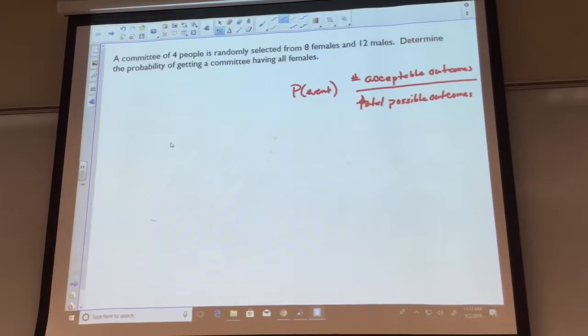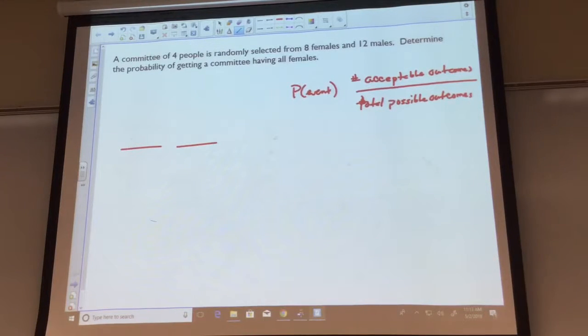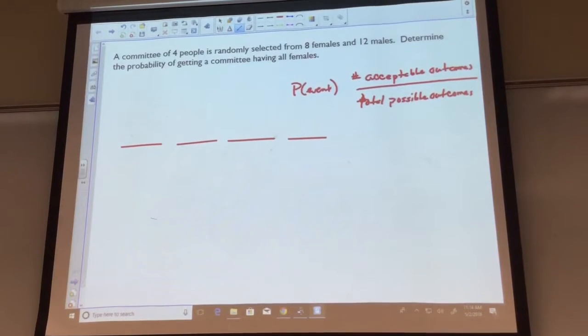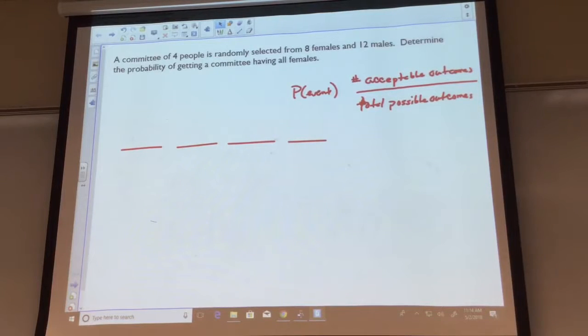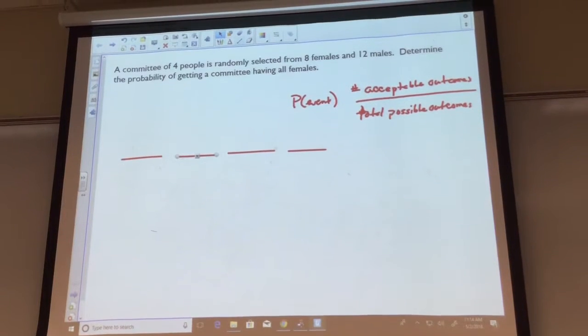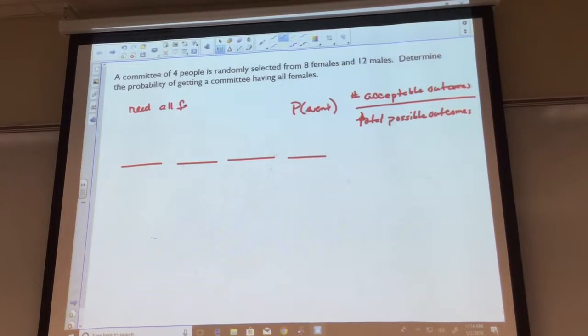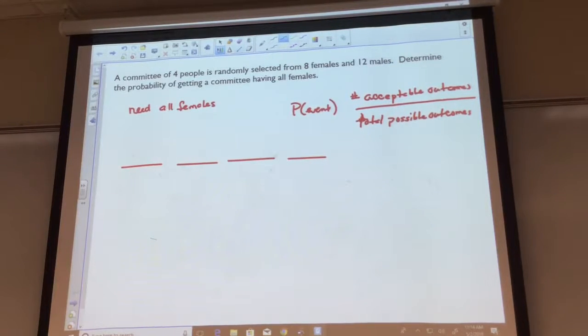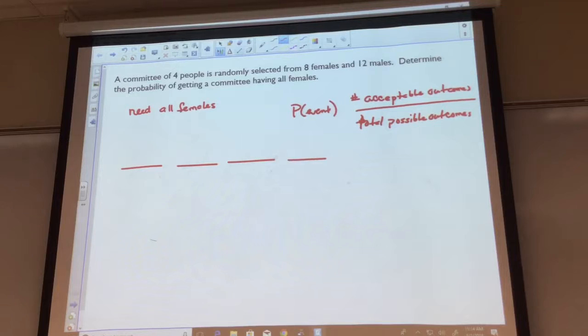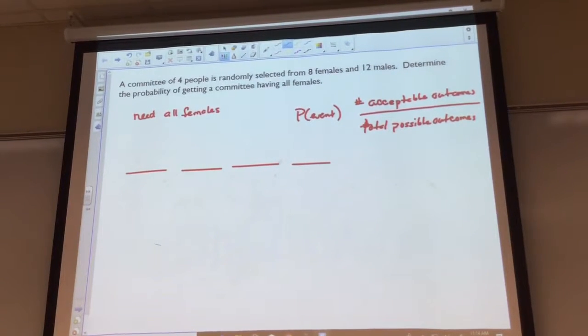So here, we are very likely going to approach this problem by saying that we got blanks. I've got to seat 4 people, so I have to fill in the blanks 4 different times. And my specific requirement is all females. But I also have to consider the total possible outcomes, whether I like what I got or not.